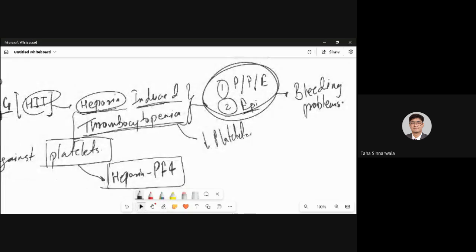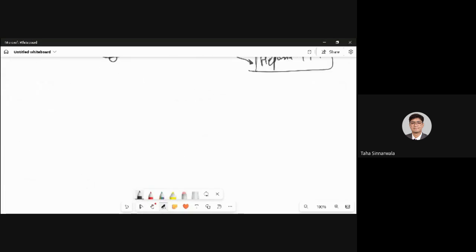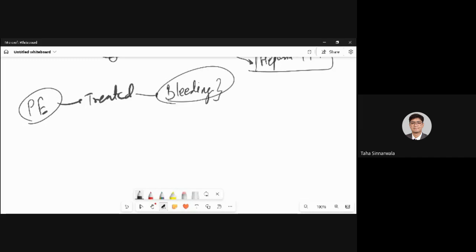So how do you think the USMLE will test this? The USMLE will tell you, okay, let's say someone came in with a PE. You treated the patient. Now patient has bleeding. So what condition caused the bleeding? Heparin. Heparin, yeah. So HIT was the reason.